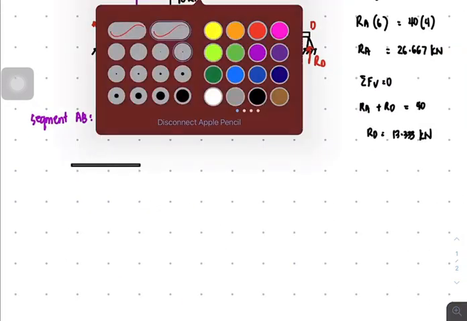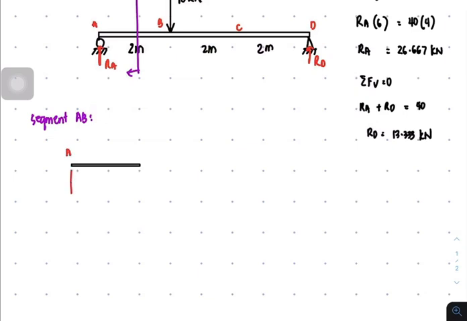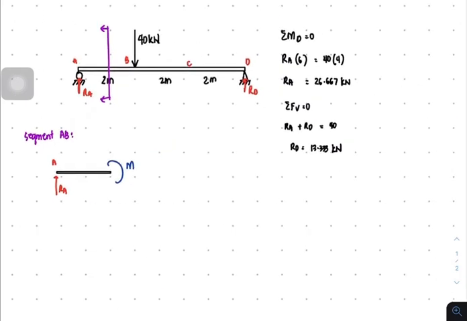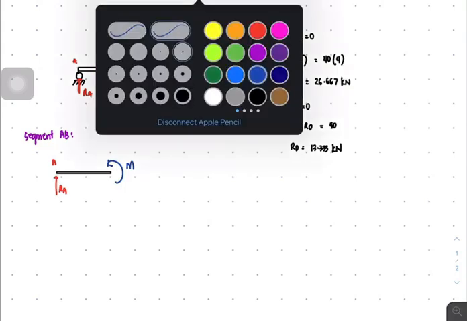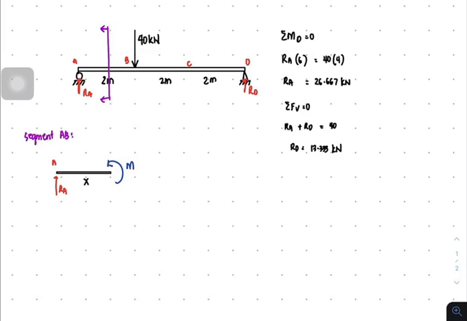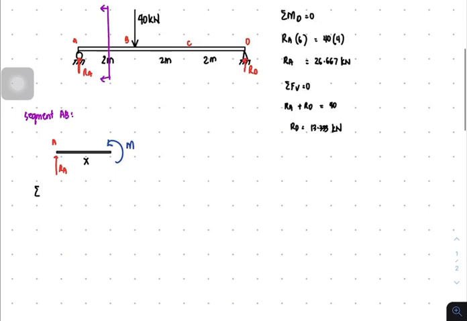And of course this is your point A, then you have RA, and at the point of cutting you have M. And since we considered the left side, we are going to draw the counterclockwise direction, and the length of cutting is X. Let's put it in a function of X, and then do the summation of moment at the point of cutting equal to 0. So clockwise positive, counterclockwise negative. You have negative moment M plus RA times X equal to 0.